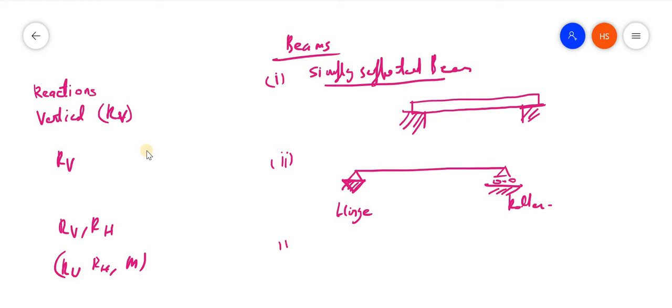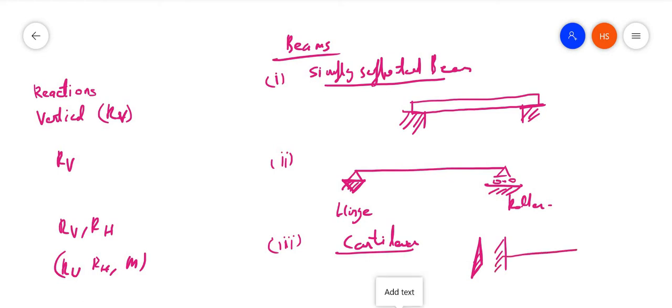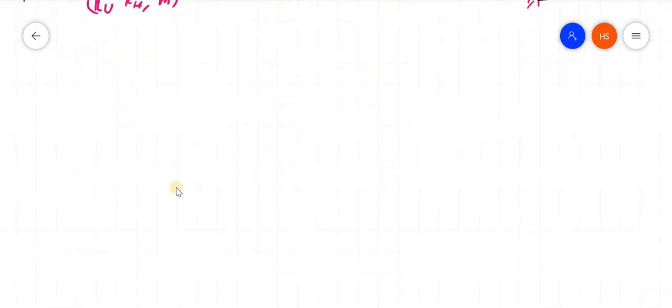Then the third type it is a cantilever beam. What is meant by cantilever beam? Cantilever beam means I am having a support at only one end. A support is there and it is only at one end. So cantilever beam it is like this. It is a beam is here and it is having a support at only one. That is cantilever beam. And the next type of beam it is fixed beam.